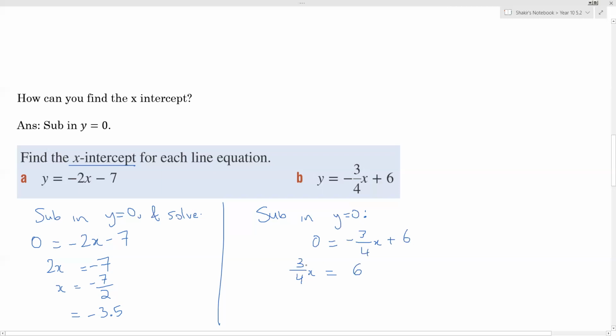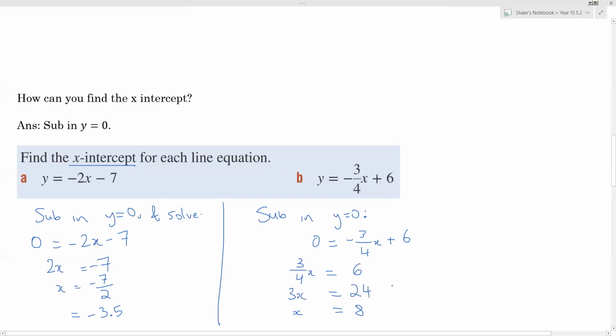Okay. Now we have a fraction. We have a 4 here. To get rid of that 4, that's a divided by 4, so to undo it, we have to multiply every term by 4. I'm going to multiply this by 4, so you'll be left with 3x. I'm going to multiply this by 4, so you'll be left with 24. And now that's 3 times x. To undo 3 times x, we divide everything by 3. x is equal to 8. 24 divided by 3 is 8. And that is our x-intercept.